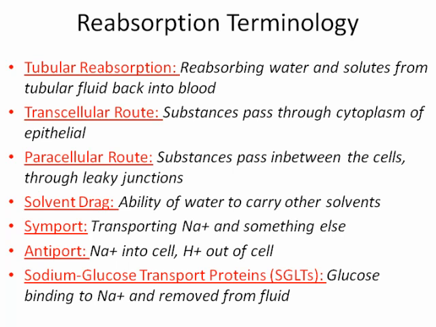Of the terms in front of you, some of them are obviously more essential to our understanding than others. Those we need to make sure we understand are solvent drag, symport, antiport, as well as the sodium glucose transport proteins. These four terms are of most importance because they describe how the proximal tubules, the loop of Henle, and the distal tubules really do what they do.